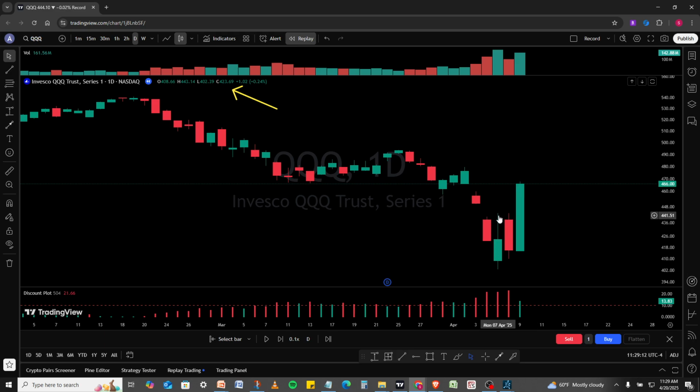So it was mostly a positive day, but the sellers decided that, hey, they didn't want to hold the price all the way to the top of this bar, and they pushed it lower at the end of the day. So this is telling you there was a lot of buying, but there was a lot of selling pressure at the end of the day.